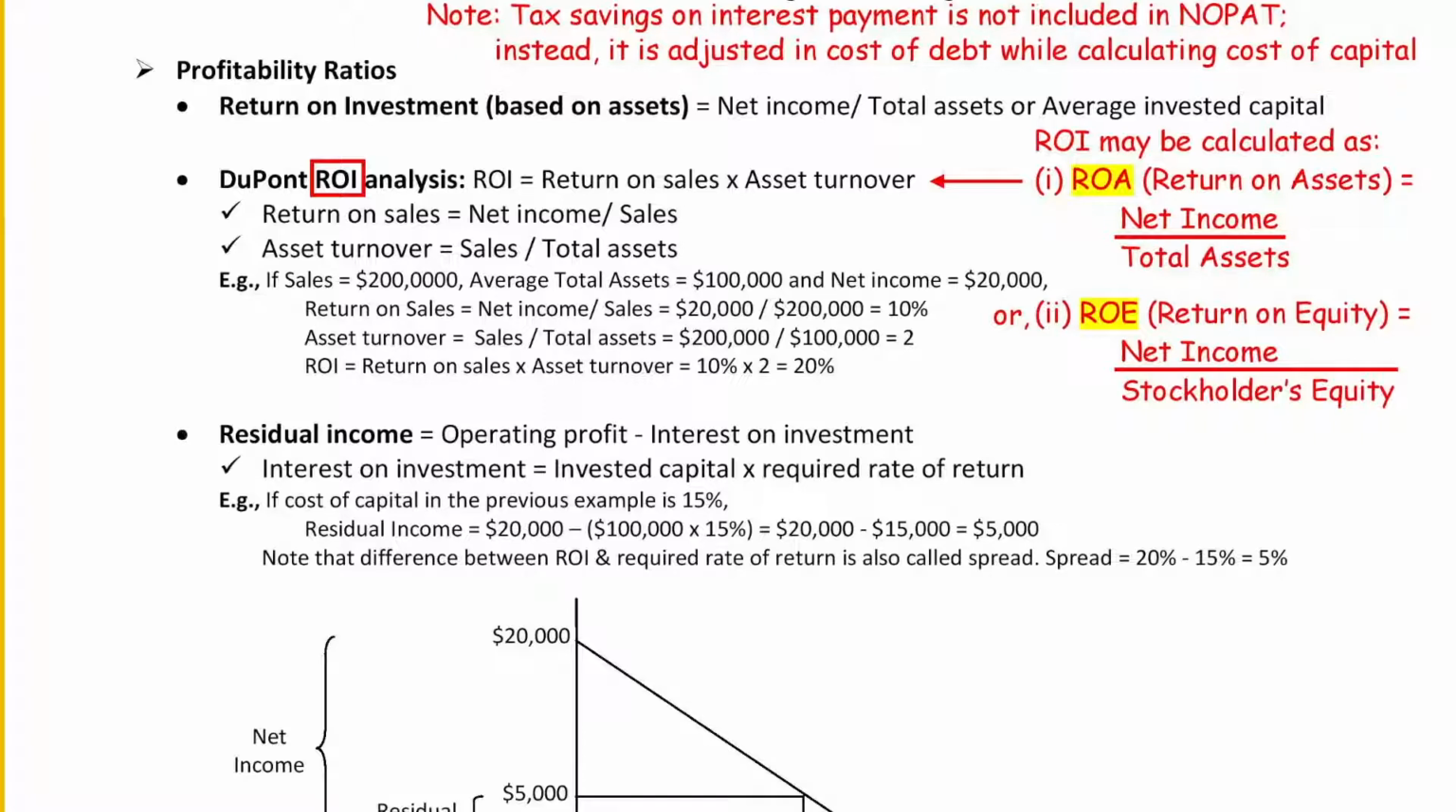Looking at the example that we have here, sales equals $200,000. Now there's an extra zero as a typing error, scratch it off. Average total assets equal $100,000 and net income is $20,000. So the return on assets here is net income $20,000 divided by average total assets $100,000, which gives us 20%. Now the DuPont analysis calculates as return on sales multiplied by asset turnover. Return on sales in this case is $20,000 divided by $200,000, 10%. Asset turnover is sales by average total assets, $200,000 by $100,000, which is 2. So the return on assets here is the return on sales 10% multiplied by asset turnover of 2, which gives us 20%.